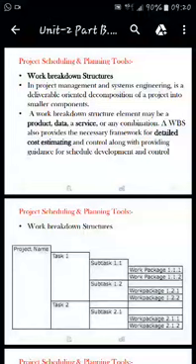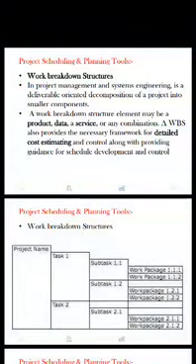Now first one is work breakdown structure. In project management and system engineering, it is a deliverable-oriented decomposition of a project into smaller components. In other words, we can say that it divides a complex problem into sub-complex problems. That's why project team members or team leaders can easily understand the complex problem. A work breakdown structure element may be a product, data, a service, or any combination. A work breakdown structure also provides the necessary framework for detailed cost estimating and control, along with providing guidance for schedule development and control.